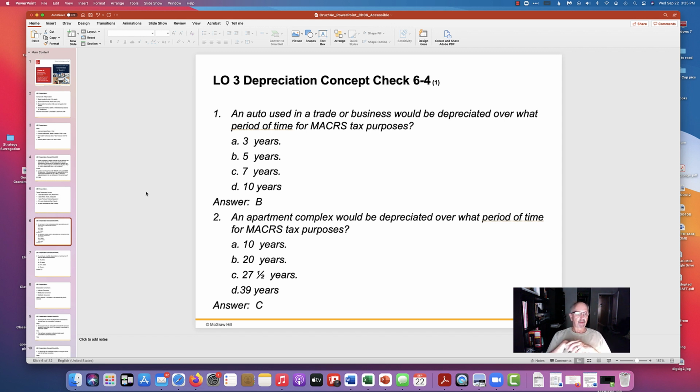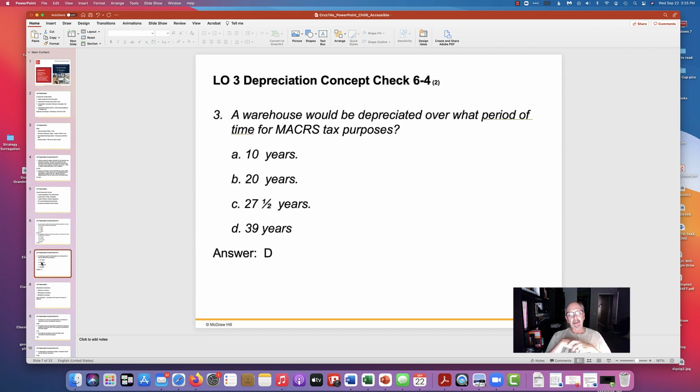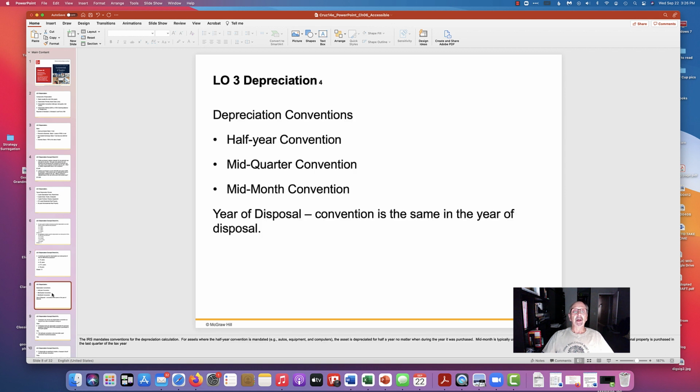So concept check 6-4. An auto used in a trade or business would be depreciated over what period of time for MACRS? Well, autos, we said 5 years. So the answer would be B. An apartment complex would be depreciated over what period of time for MACRS? Would be C, 27.5 years. A warehouse would be depreciated over what period of time for MACRS? That would be 39.